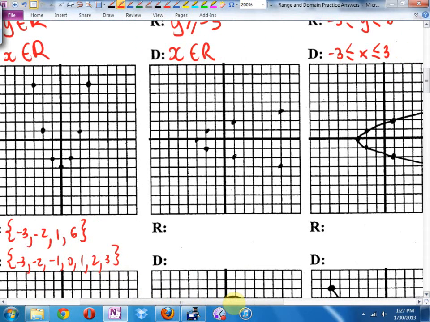This one, not a function. Range, -3, -2, -1, 0, 1, 2, 3. Domain, -3, -2, +1, 6.